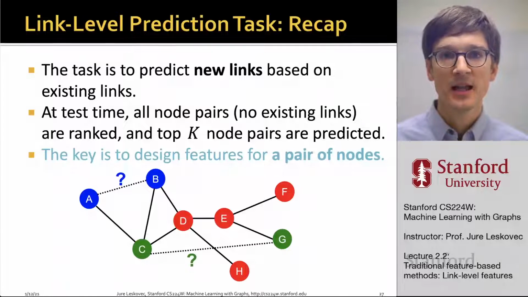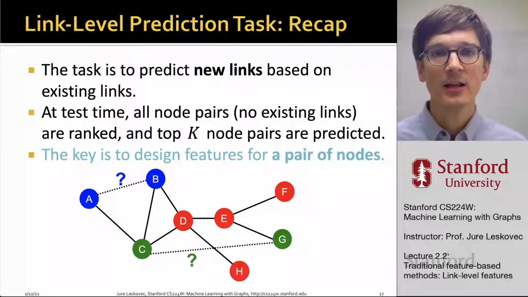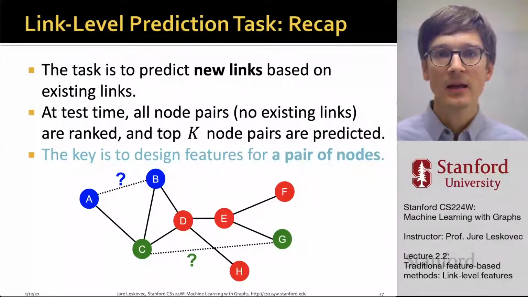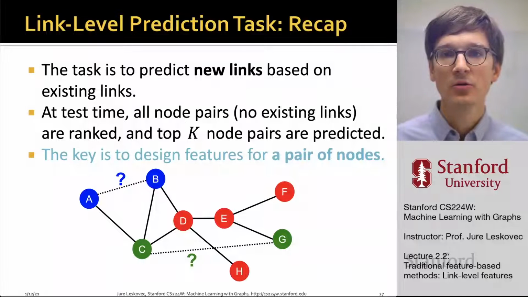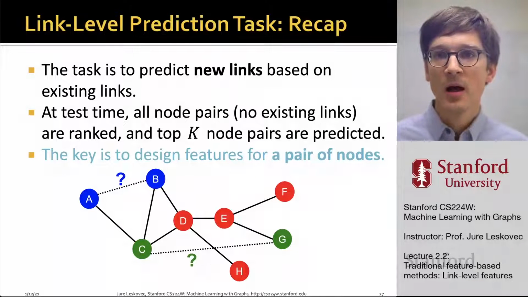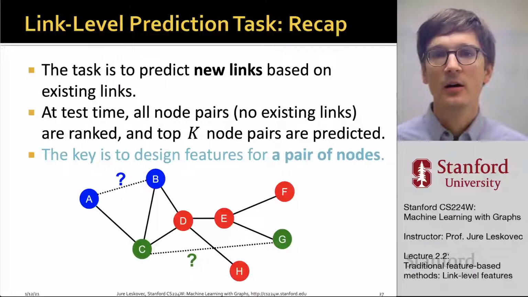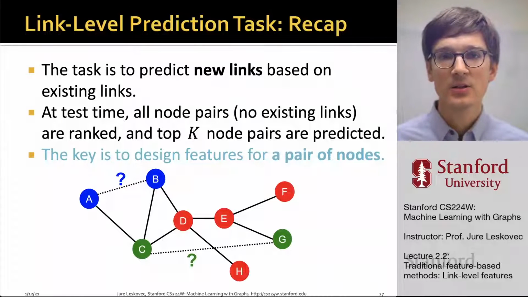So this means at test time, we have to evaluate all node pairs that are not yet linked, rank them, and then proclaim that the top k node pairs, as predicted by our algorithm, are the links that are going to occur in the network. And the key here is to design features for a pair of nodes.